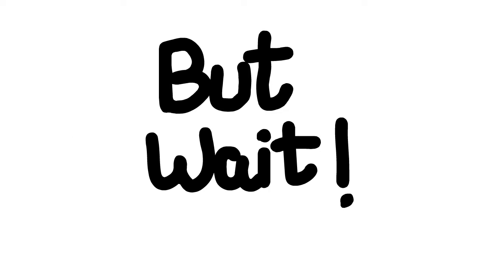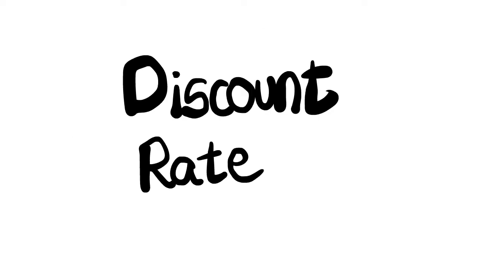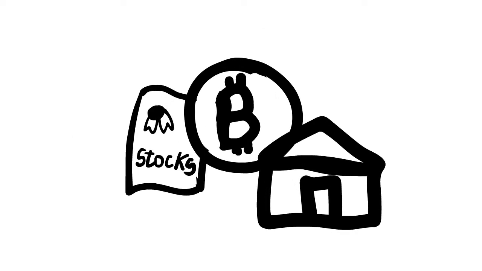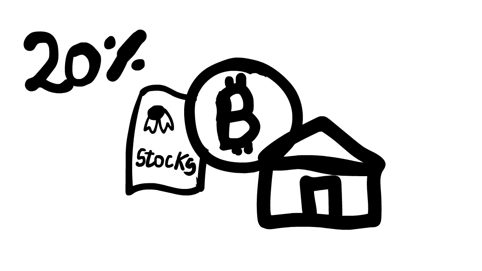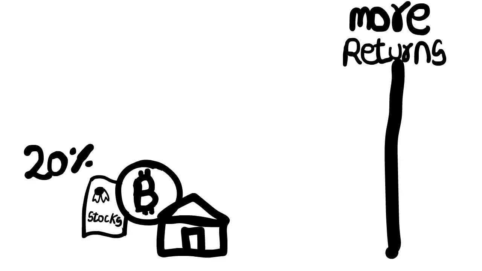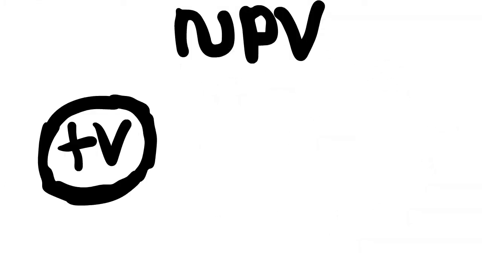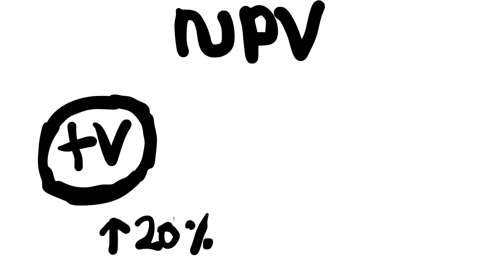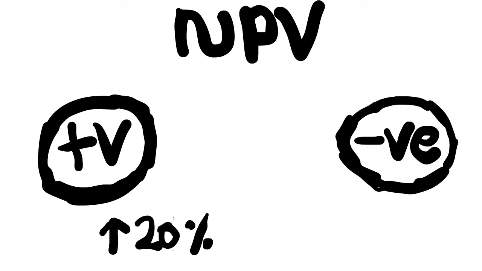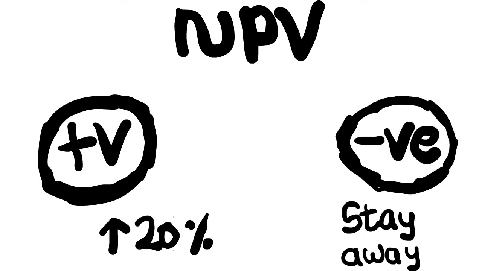But wait, we will also need to consider the discount rate. So let's say my other investments are giving me around 20% return. So I will expect more returns from these investments. So now we will need to calculate the NPV. By doing that, if our NPV is positive, that means it's giving me more than 20% returns. And if it is negative, then I am going to stay away from this investment.